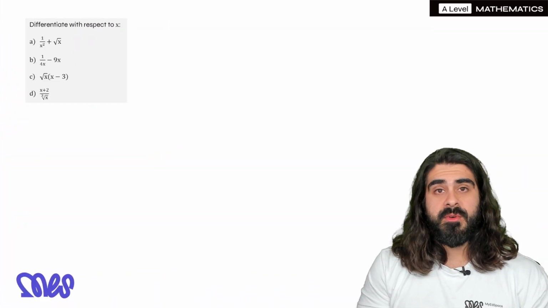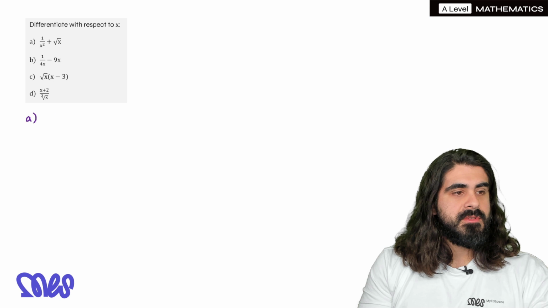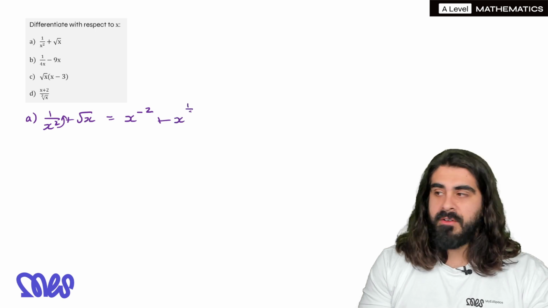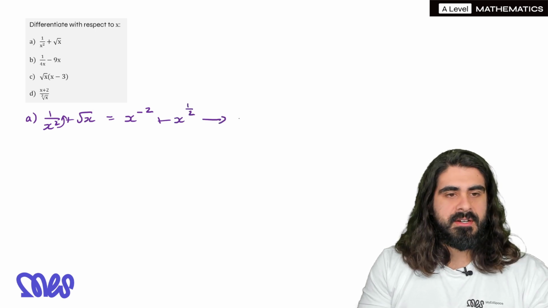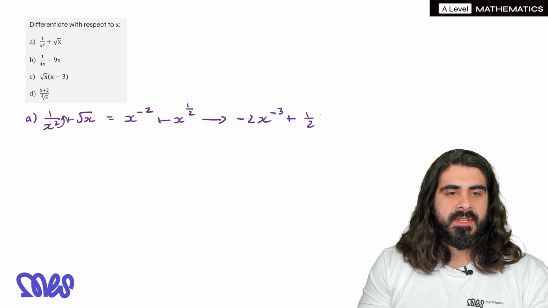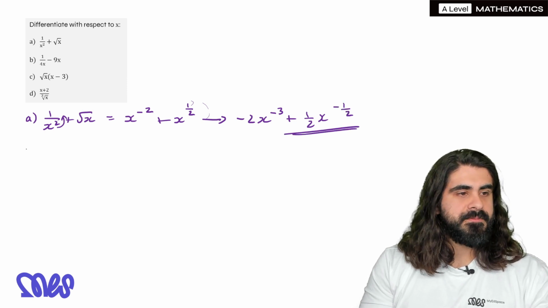Okay, next one. When we deal with fractions, again, you need to rewrite them so that they are explicit power functions. So they just need to be x to the power of something. So we need to bring this up. So it becomes x to the power of minus 2. Then root x is x to the power of a half. And now we can differentiate. So bring down the minus 2, x, take 1 away from the power would be minus 3, plus bring down the half, x. Then we do numerator minus denominator. 1 minus 2 is minus 1 over 2. And that's your solution.